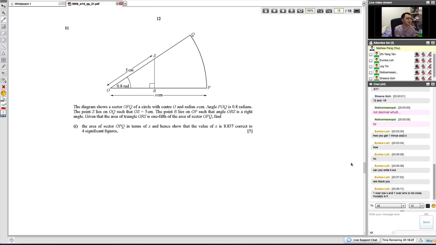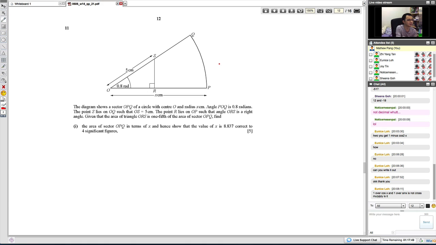Alright. So I will need to solve this one definitely. POQ is 0.8. Given S is lying on the OQ, OS equal to 5 centimeter, and R is the point lying on OP such that there's a right angle triangle. Given that the area of triangle ORS is 1 fifth of the area of sector. I have some important information.